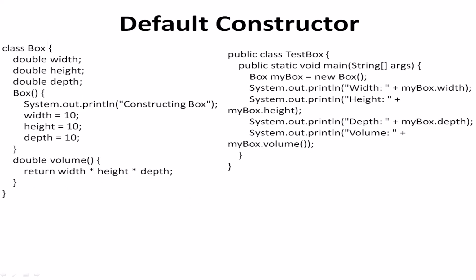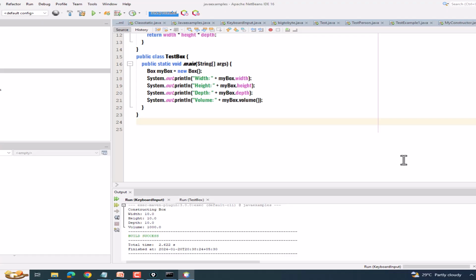Now let us compile this program. Now it has shown the result. Constructing Box width equal to 10, height equal to 10, and depth equal to 10, and finally volume is 1000, which is 10 into 10 into 10. It has displayed the result.